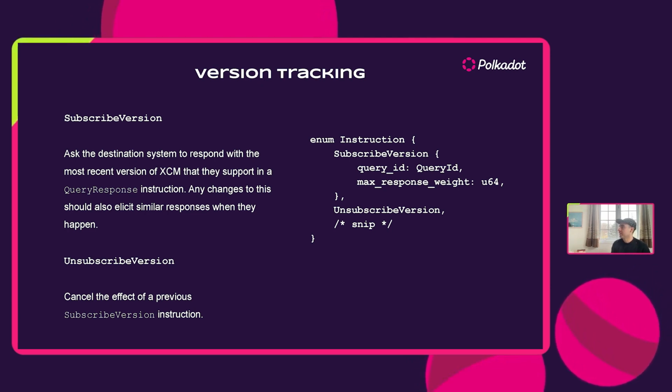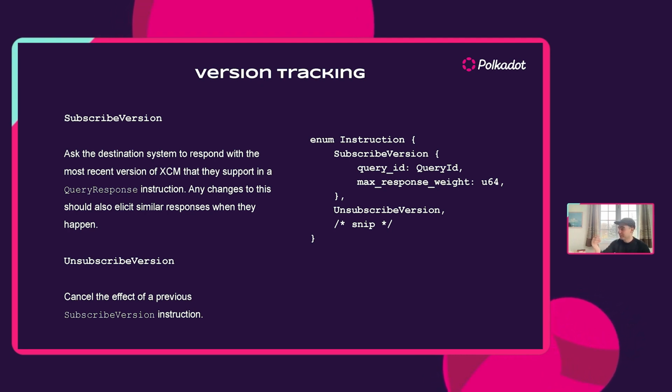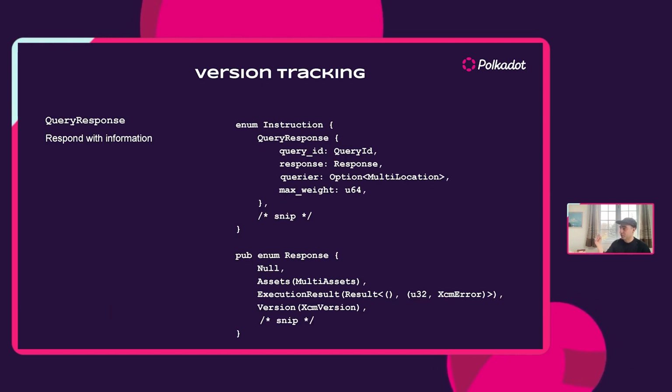You can see on the right there that it has a query ID. The query ID is a unique identifier for that specific SubscribeVersion, and it's also what ties the QueryResponse to that particular SubscribeVersion. So the QueryResponse instruction that we're going to receive will ultimately have the query ID of the SubscribeVersion that we sent. Additionally, the QueryResponse will have the response, which has the XCM version that the destination supports.